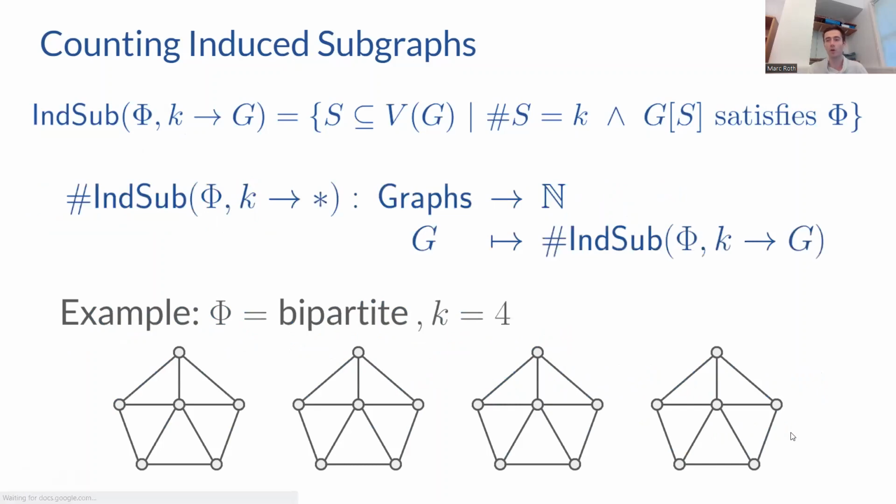So let me give you one more concrete example. If G is this graph here, if phi is the property of being bipartite, and if k is equal to 4, then we would count induced subgraphs like those two, both are bipartite and of size 4, but we would not count this one or this one. So both contain a triangle and are hence not bipartite. And note that this also illustrates that we really need to include all edges. So after we selected 4 vertices, we need to take all edges between them. So we are not counting subgraphs that satisfy the property, but we really count induced subgraphs that satisfy the property.